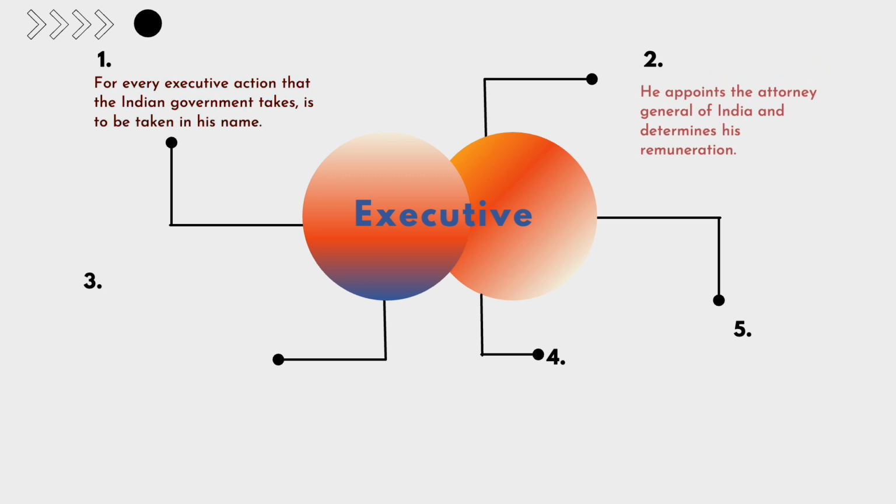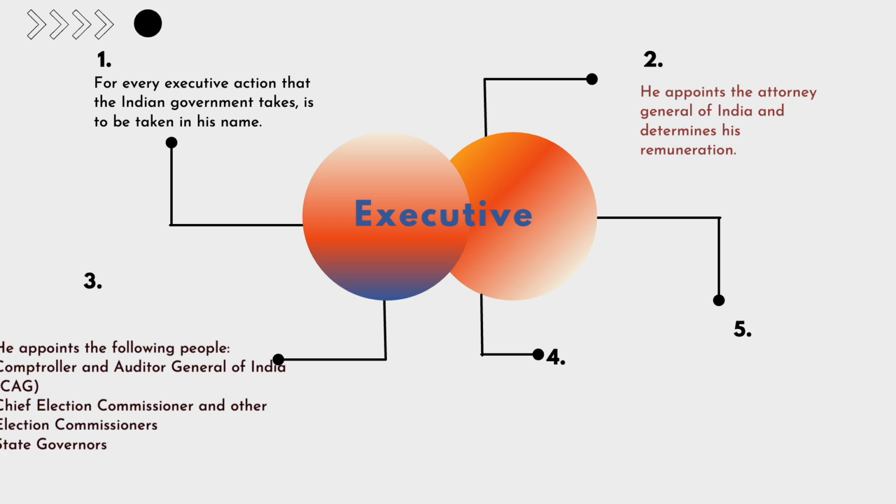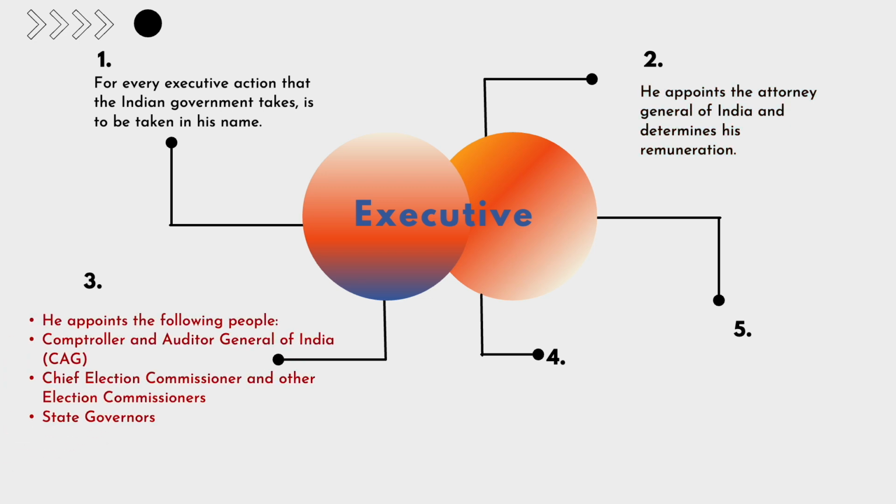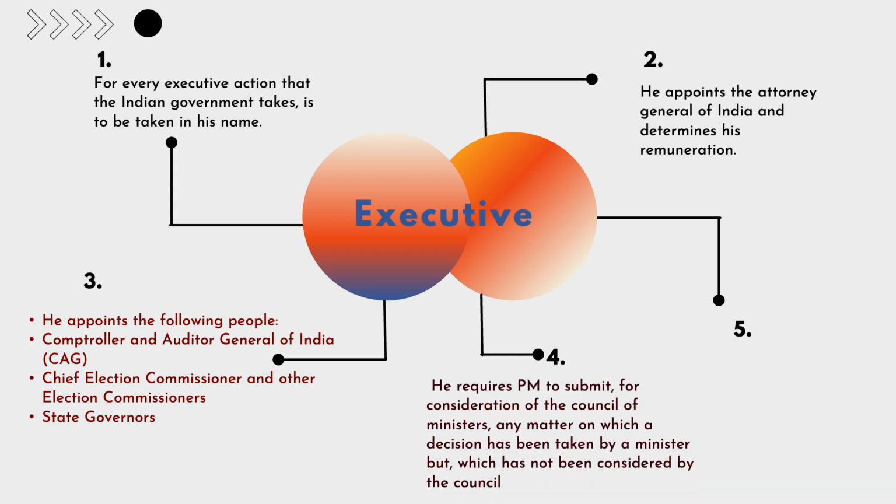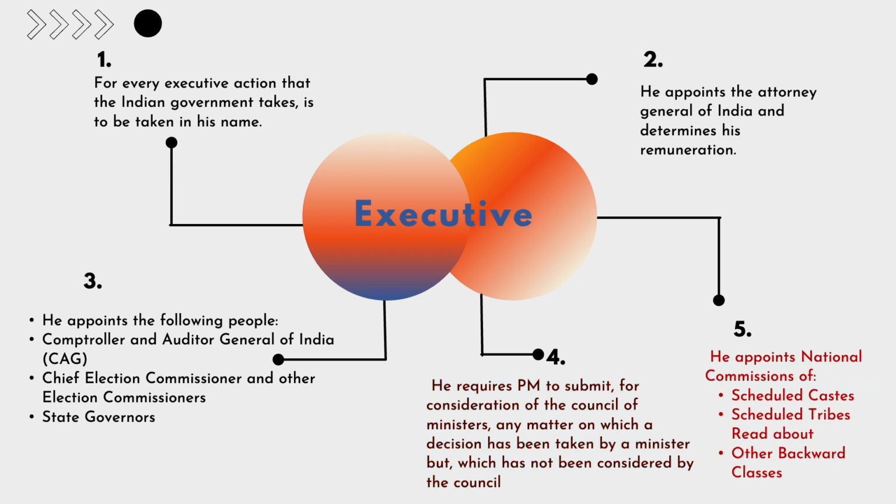He or she has the power to appoint the Attorney General of India and determine his salary. He or she also has the power to appoint the Comptroller and Auditor General of India, Chief Election Commissioner and other election commissioners and state governors. The Prime Minister has to submit any matter on which a decision has been taken but is not considered by the Council. The President also appoints the National Commissions of Scheduled Castes, Scheduled Tribes, and of other backward classes.